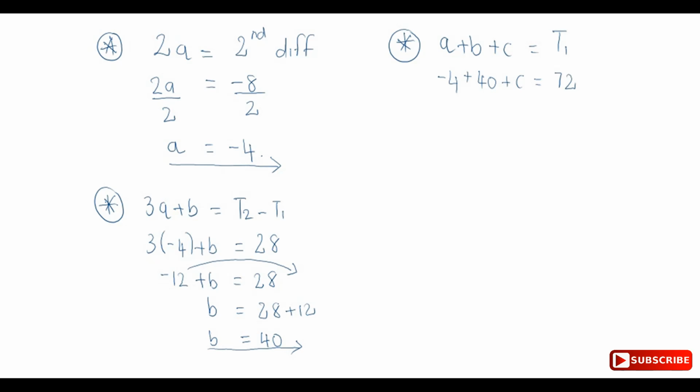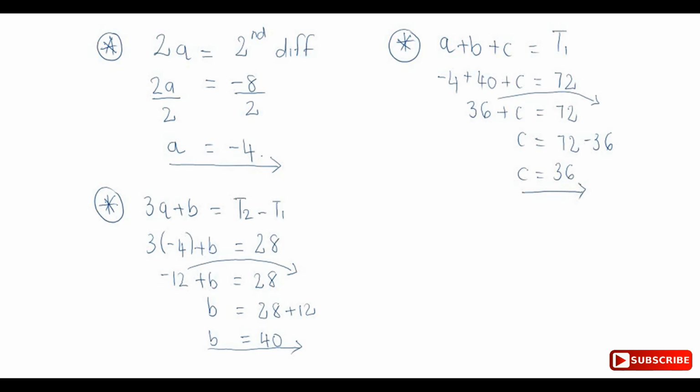So -4 plus 40 is equal to 36, right? So 36 plus C is equal to 72. So your C is equal to 72 minus 36, because we took your 36 to the right hand side. Therefore, your C is equal to 72 minus 36, which is equal to 36. So we found that the value of our C is equal to 36.